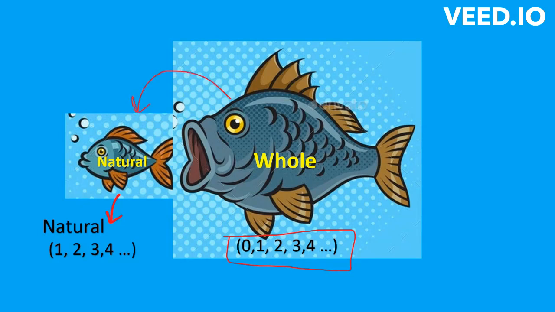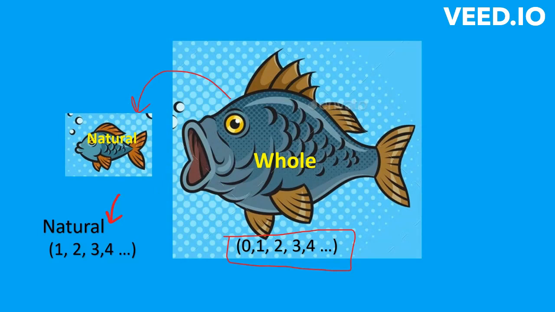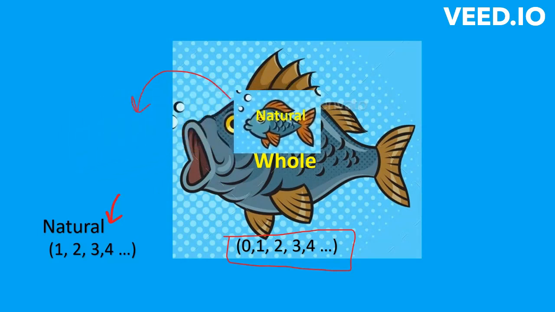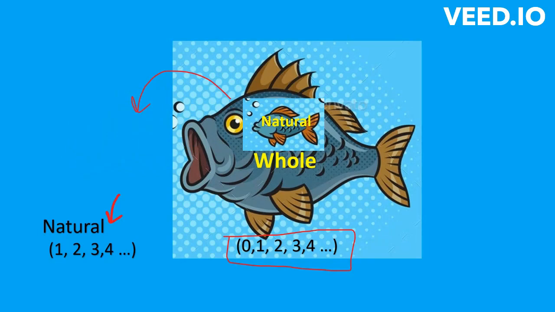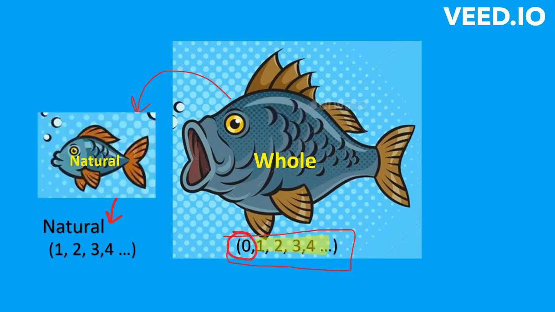This essentially means the bigger fish is eating the smaller fish. The big fish contains the small fish. In other words, whole numbers contain the natural numbers. They are a superset of the natural numbers, which means it contains the natural numbers that we use for counting and also another number 0. So natural numbers are numbers used for counting and whole numbers are the natural numbers along with 0.